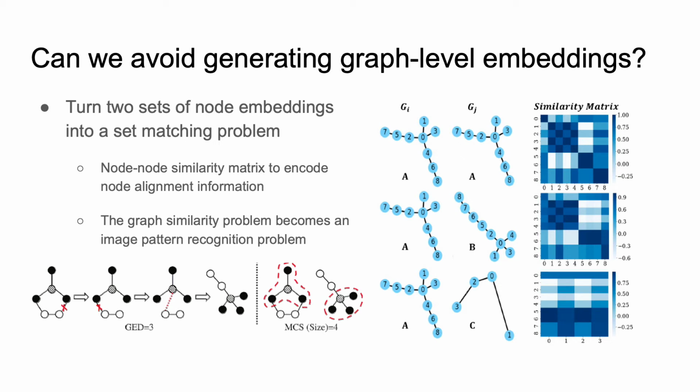So here, as you can see, we have two sets of node embeddings. We want to turn that into a set matching problem, in the sense that we want to compute a node-node similarity matrix to encode the node alignment information between these two graphs. If two graphs are similar, intuitively, there exists a subgraph of each that has a close match in the other. So this can be reflected in a similarity matrix. Once we have a similarity matrix, we turn the graph similarity problem into an image pattern recognition problem, because we can treat this 2D matrix as an image, and a certain pattern within this image can indicate that there's a match between these two graphs.